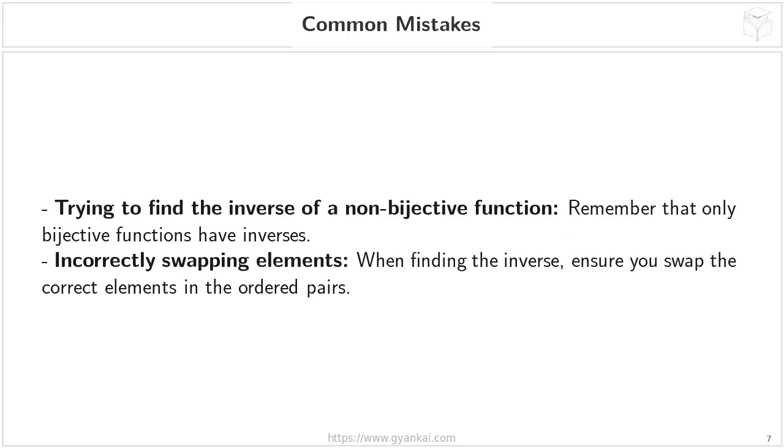Next, we have incorrectly swapping elements. When we find the inverse using ordered pairs, like we practiced with the set examples, it's easy to get mixed up. Remember, if the original function f maps x to y, written as f of x equals y, the inverse function, f⁻¹, maps y back to x. So f⁻¹ of y equals x. You literally just switch the order of the elements in each ordered pair. A small error here can completely change the inverse function.